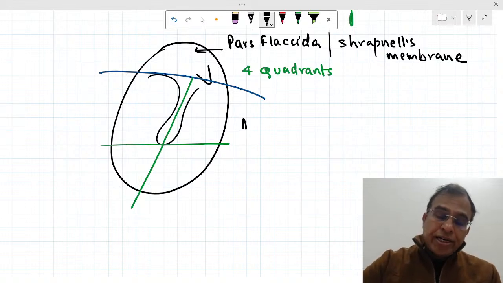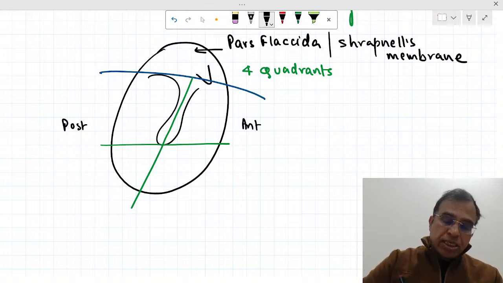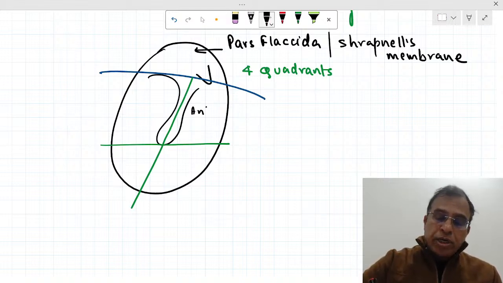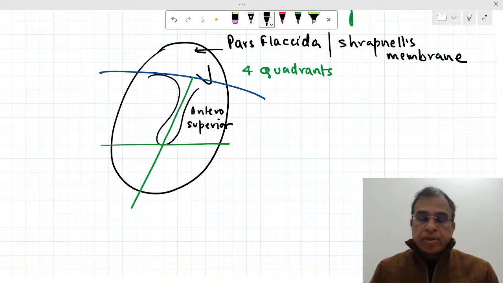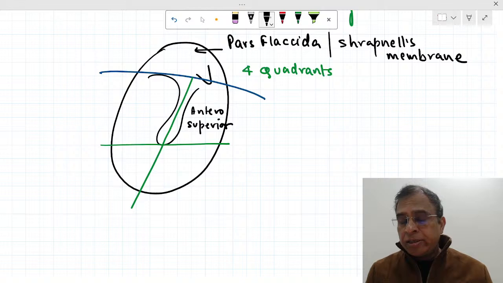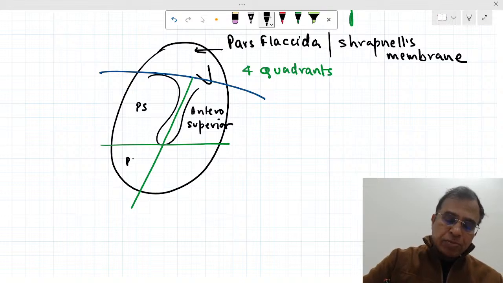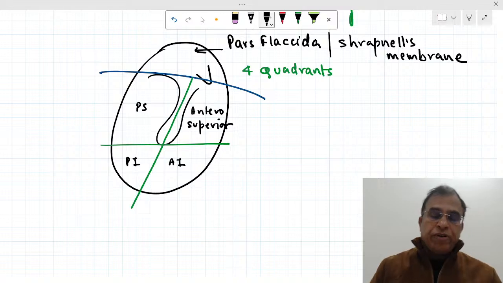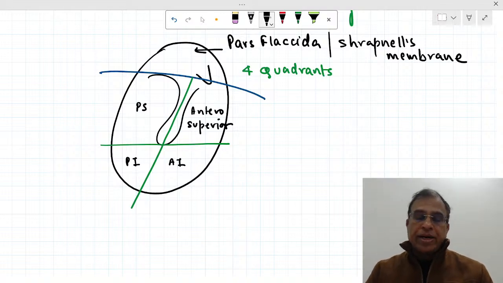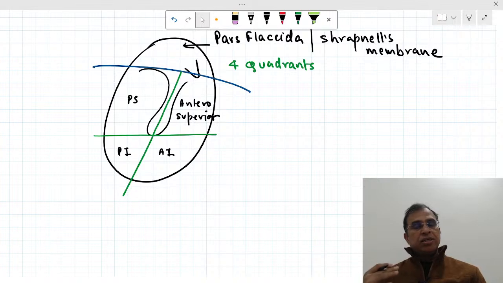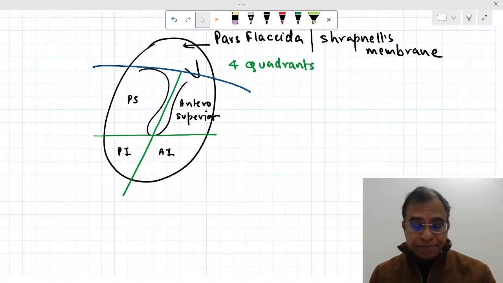Now assuming that this is the anterior end, this is the posterior part, the upper two are the superior part, below are the inferior part. So this quadrant is called the antero-superior quadrant, because out of the four, anatomically it is located anteriorly and superiorly. So this becomes the postero-superior quadrant, this becomes the postero-inferior quadrant, and this becomes the antero-inferior quadrant. Four quadrants of the tympanic membrane. Okay. So these are the parts of the tympanic membrane: pars tensa and pars flaccida. And this tympanic membrane is supposed to vibrate to produce hearing, isn't it?